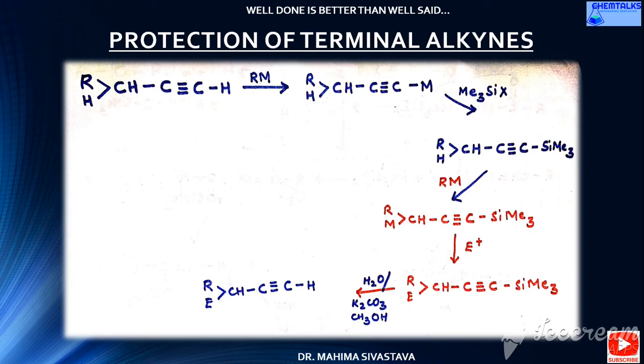Also, I have shown you that if you react the same compound with any of the electrophiles, then the electrophile will be substituted in the place of metal. However, our terminal alkyne will be protected, and this can be recovered easily either by reacting with water or by reacting with a combination of alcohol and carbonate salt. So this is how the terminal alkynes are protected.